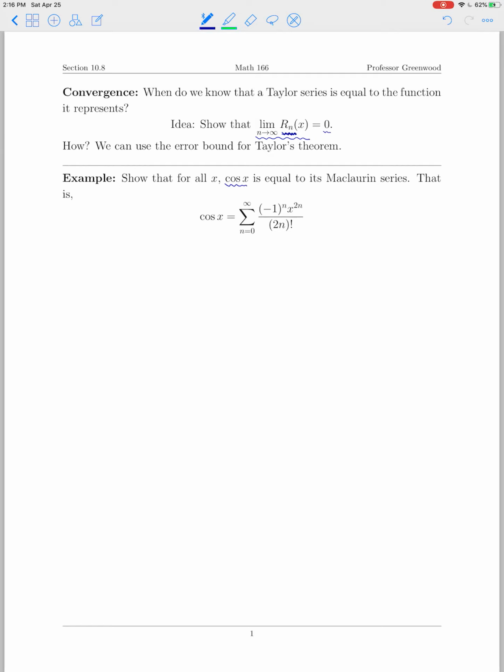As an example, we'll start by showing that cosine x is equal to its Maclaurin series, which again is just the Taylor series centered at x equals 0, and this is true for all values of x. In order to verify that this equation is true, we're going to want to use that Taylor error bound that we had from last class.